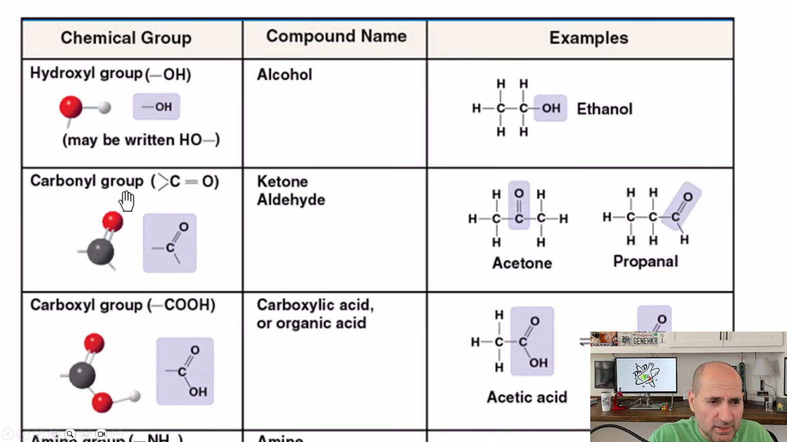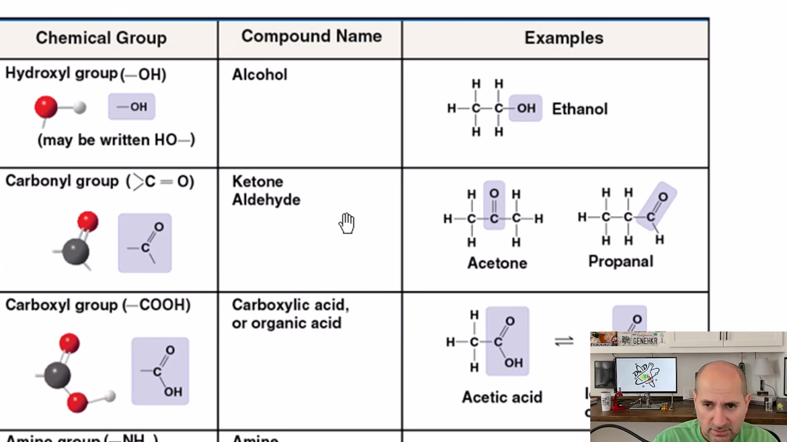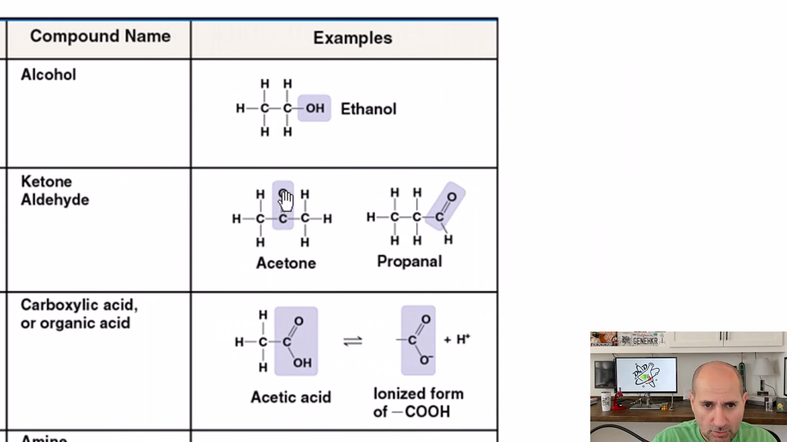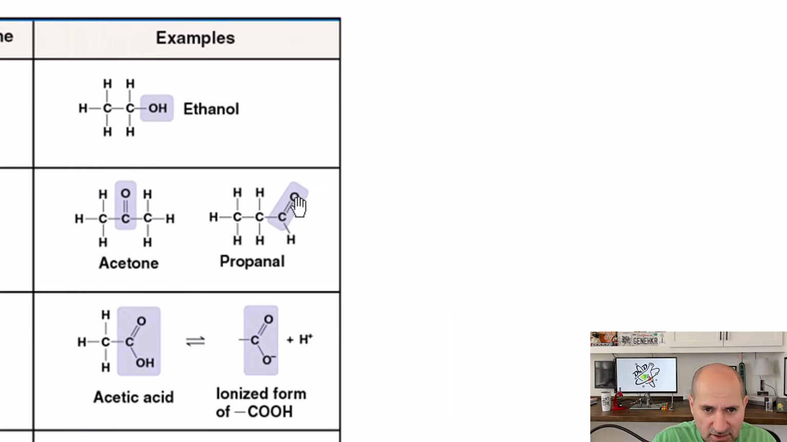For carbonyl groups, this is when you have an O double bonded to your carbon backbone. Now, remember that there are two types of carbonyl groups, ketone and aldehyde, and I'll show you the difference. When you have an O double bonded to a C, if that C has a C on both sides, that is a ketone carbonyl group. However, if that C does not have a C on each side, for example, there's an H on this side, that is an aldehyde carbonyl group.